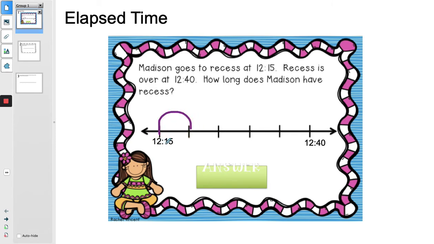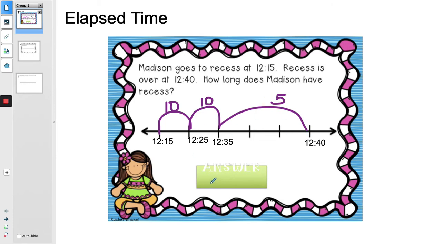So 12:15, if I add 10 minutes, that means I have to add 10 to 15. And that gets me to 12:25. I'm not there yet. I added 10 minutes. Now I'm going to do another hop of 10 minutes, and that is going to get me to 12:35. I'm not there yet, but I'm really close. If I were to do another hop of 10, it would be too far because that would get me to 12:45. I just need to do one hop of 5 minutes to get me to 12:40.